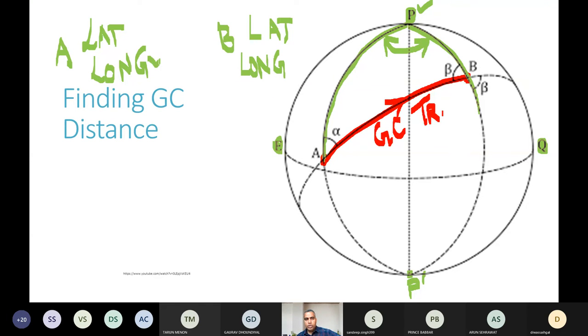Now, since you have the longitudes of both these places, you can easily calculate this angle P. This is the D long between A and B. हम A और B के बीच का D long निकाल सकते हैं, and this will be our angle P of the triangle PAB. ये एक angle हमारे पास आ गया.